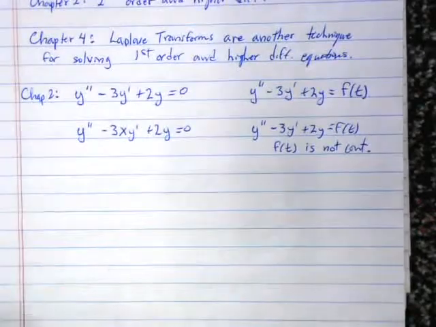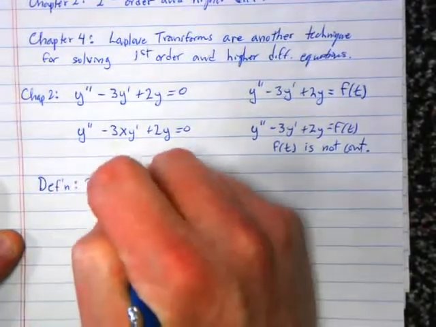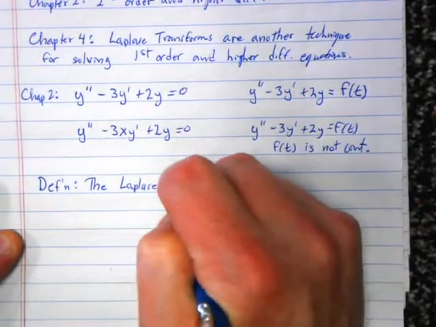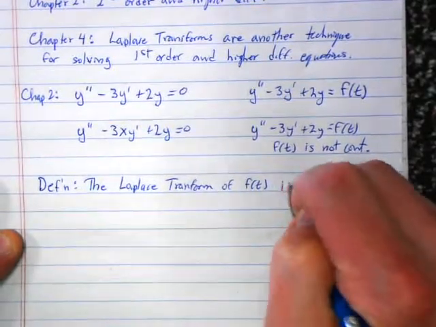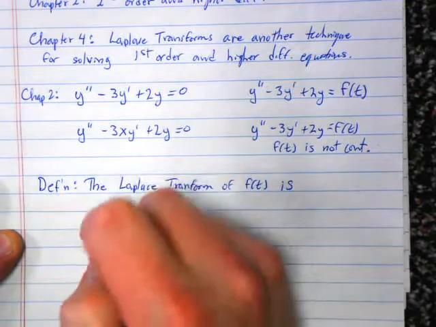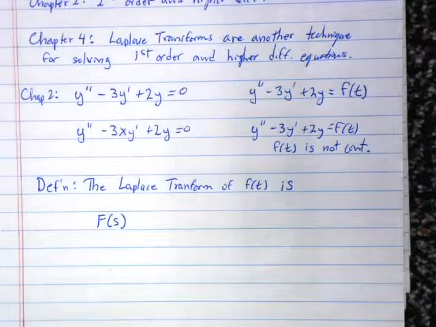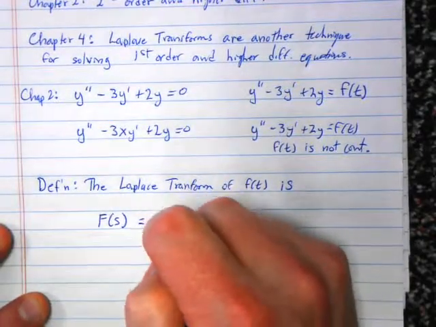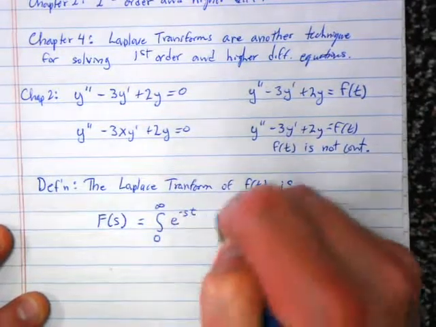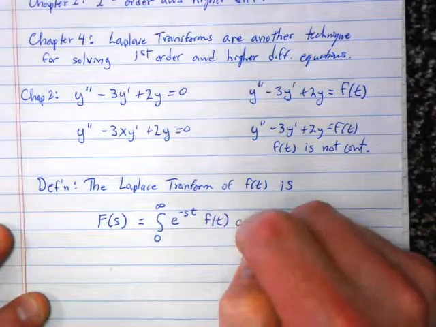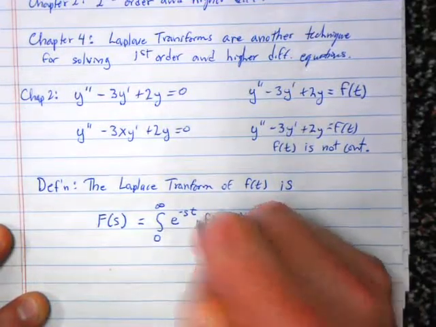All right, so definition. The Laplace transform of f of t is, we start with little f of t. When we do the Laplace transform, we call it capital F of s. It is the integral from 0 to infinity of e to the minus st times f of t dt. Is that x multiplied by f of t? That is multiplied right there, that's correct.